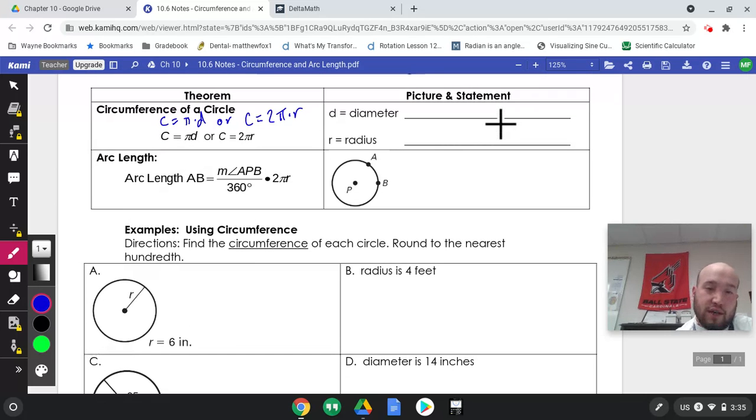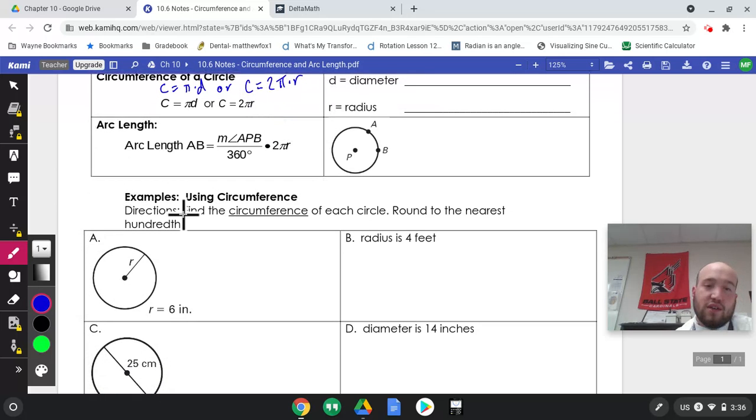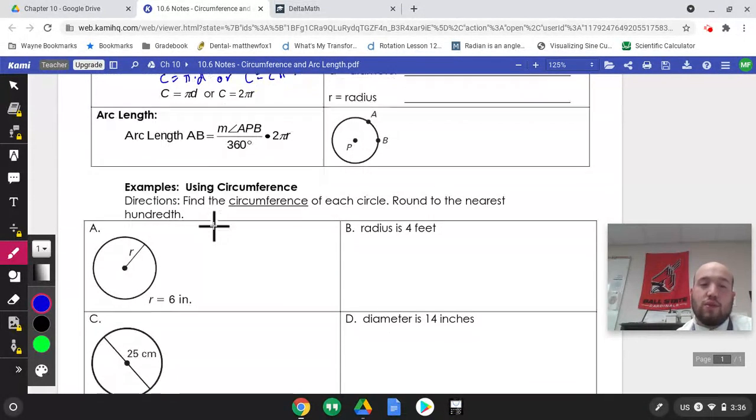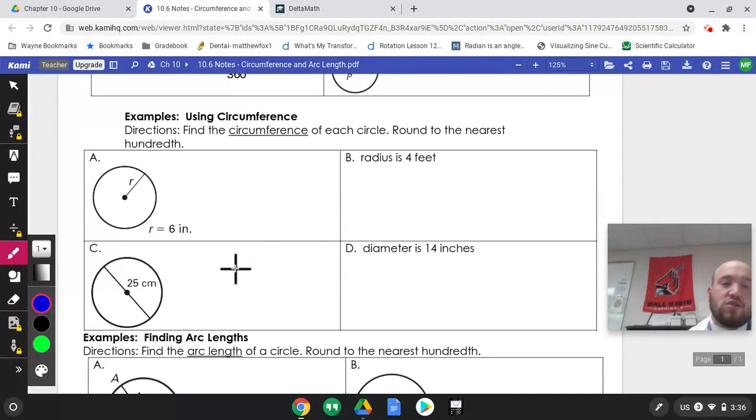Now, this 2 pi r will tell us the length around the circle. We are going to talk about this more in a second, but first let's solve this. We want to find the circumference, so it's just 2 pi r. So 2 times pi times our r, which in this case is 6.